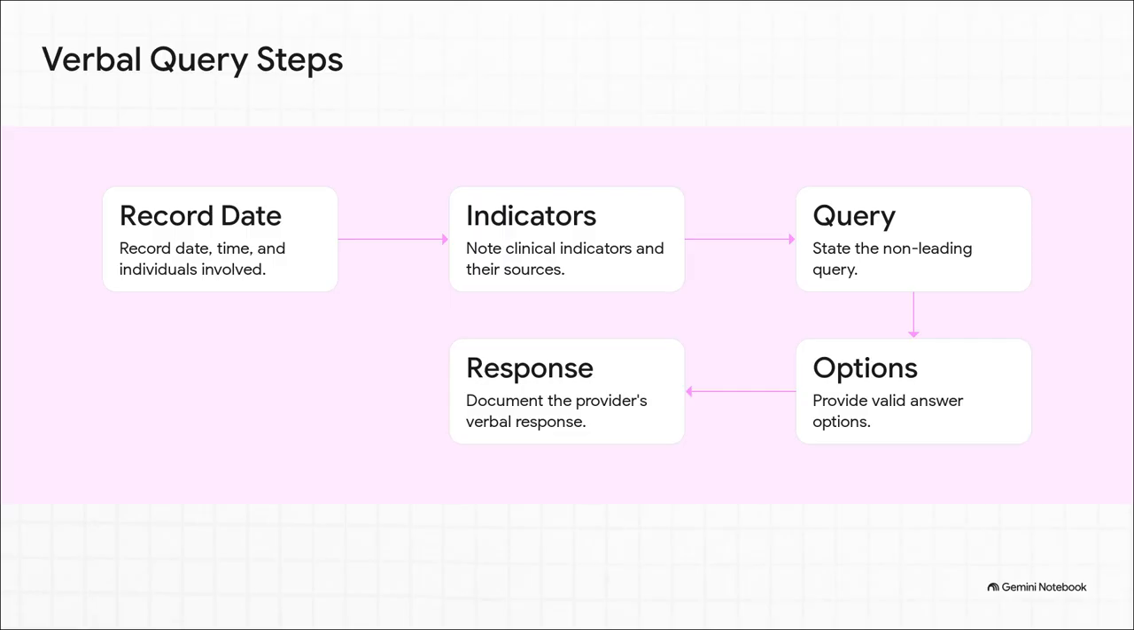It's a 5-step process. First, get the date, time, and who was there. Second, list the exact clinical indicators you brought up. Third, document the non-leading question you asked, along with the options you gave them. And finally, step 5, write down the provider's exact verbal response.